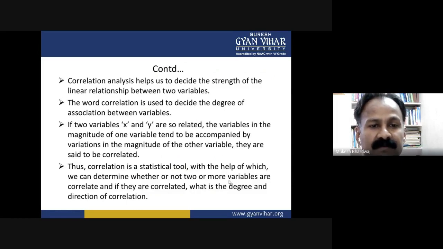If the variables x and y are so related that variations in the magnitude of one variable tend to be accompanied by variations in the magnitude of the other variable, they are said to be correlated. Thus, correlation is a statistical tool with the help of which we can determine whether or not two or more variables are correlated, and if they are correlated, what is the degree and the direction of correlation.